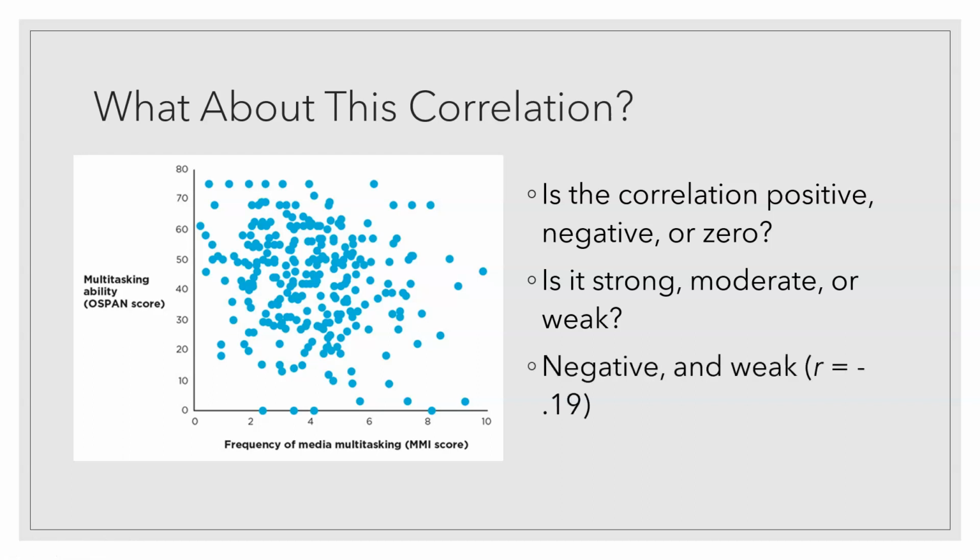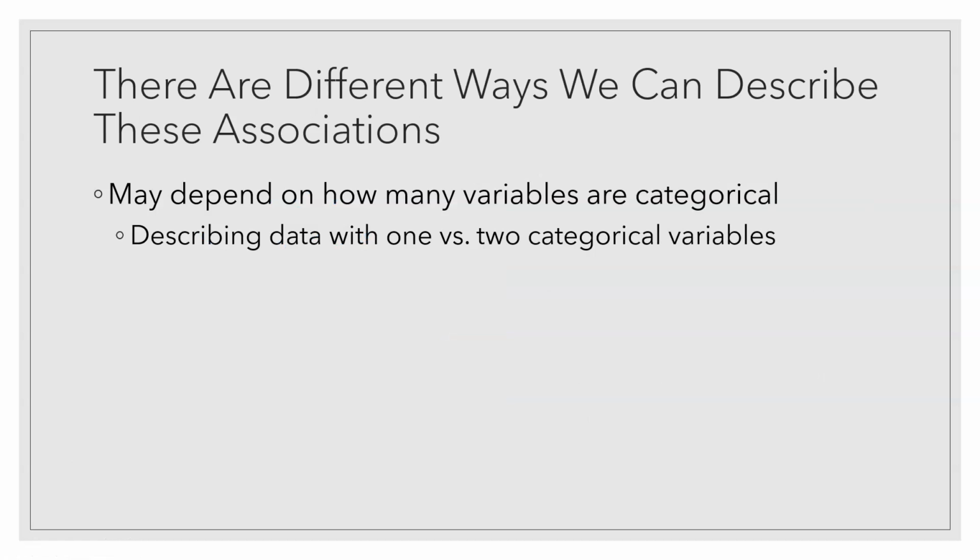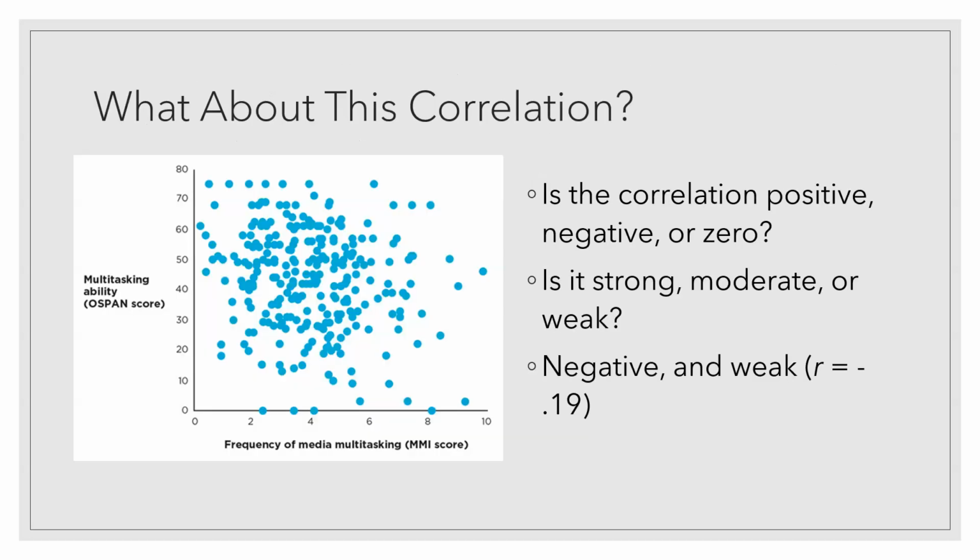It turns out, based on this data, the correlation is negative. It's R equals negative 0.19, and given this very low magnitude and the great deal of scatter, it's very easy to see that this correlation is quite weak. Now, there are different ways that we can describe these associations. These scatter plots work really well when you have data that is not categorical.